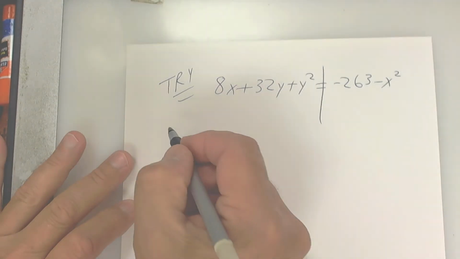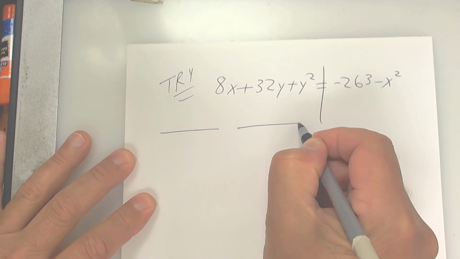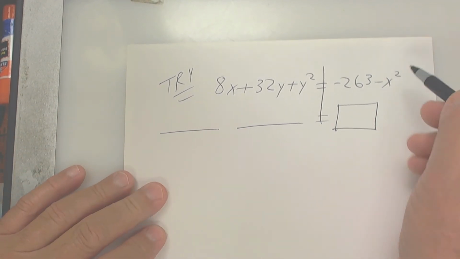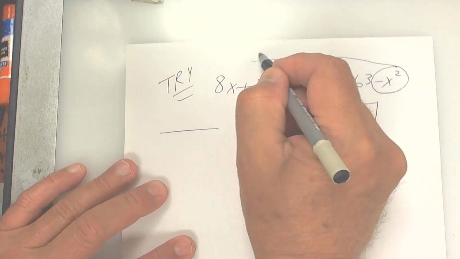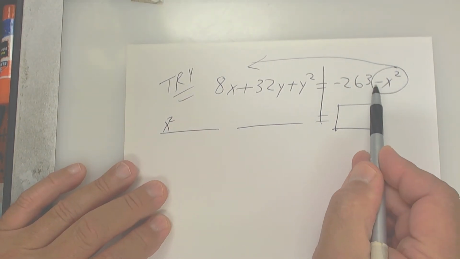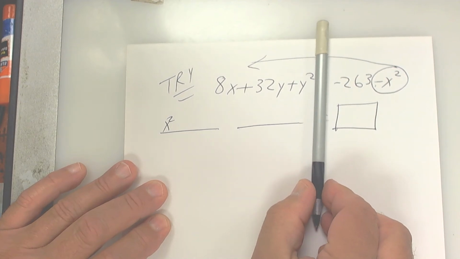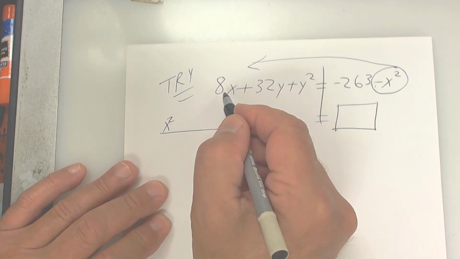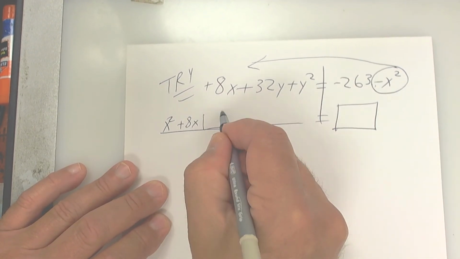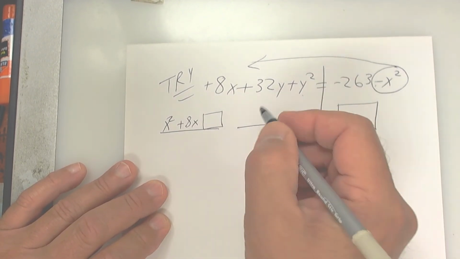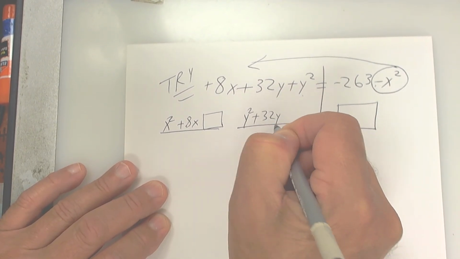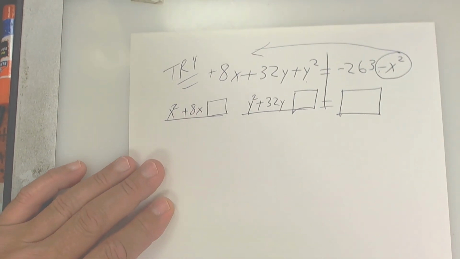Remember, you're going to put your x's here, your y's here, and then a number here. So here are my x's. Here's an x on this side, so I'm going to move it to that side. It becomes x squared. It changes from a minus to a plus when you cross the equal sign. So this is a plus 8x, so put plus 8x plus some number. Over here you got your y squared, so put y squared plus 32y plus some number. Now I have it set up.